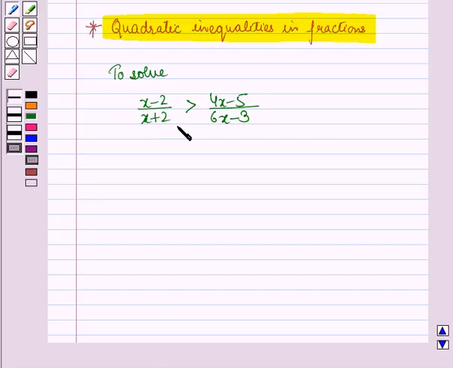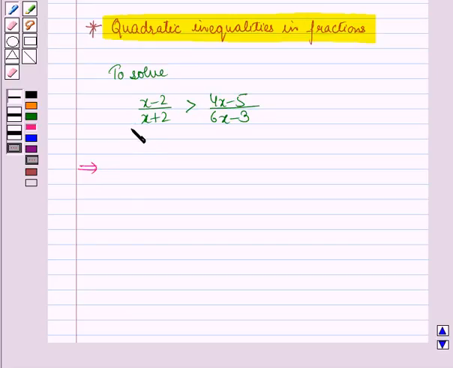So here we cannot cross multiply, that is, we cannot multiply both sides by the LCM (x + 2)(6x - 3) until we are sure that (x + 2)(6x - 3) is a positive quantity. For this reason, we will not cross multiply here. Rather, we will solve this question with another method.